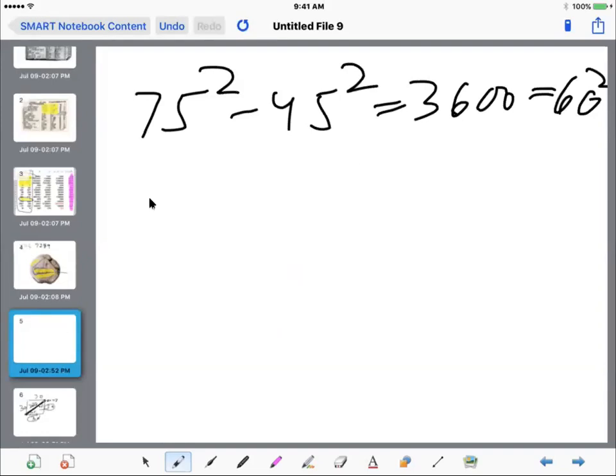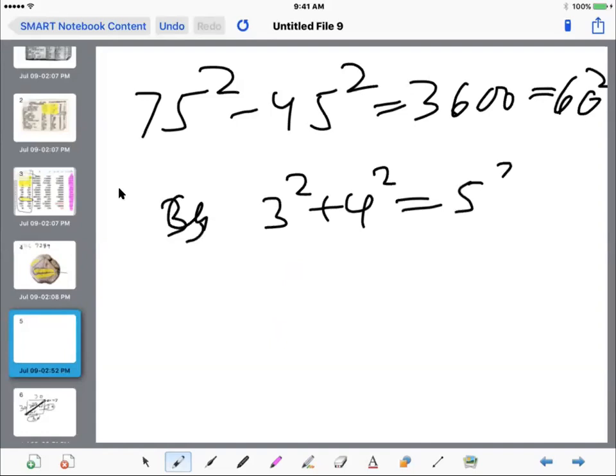If I take 75 squared and subtract 45 squared, I get 3,600, which is 60 squared. So someone said it has to do with the Pythagorean theorem. Well, the Pythagorean theorem is about right triangles, and in a right triangle, a squared plus b squared equals c squared. But forgetting about triangles for a second, sometimes when you add two perfect squares together, you get a perfect square. Usually not. Sometimes you do.